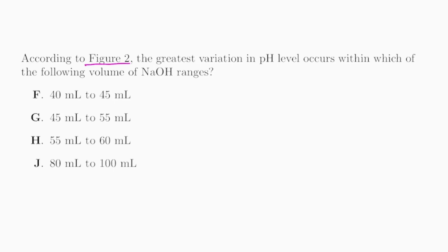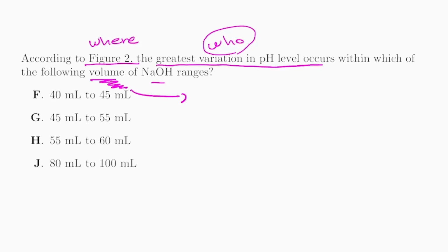Let's look at one last question. For this question, the where is figure 2. The who would be the greatest variation of pH level of NaOH. And the why, are we looking for the greatest variation in pH level? What is the question asking us to find once you've located where and who to look at? Oh, for this question, we're asked to find the volume that corresponds to our who that we found. So we want to find the volume corresponding to the greatest variation in pH level.